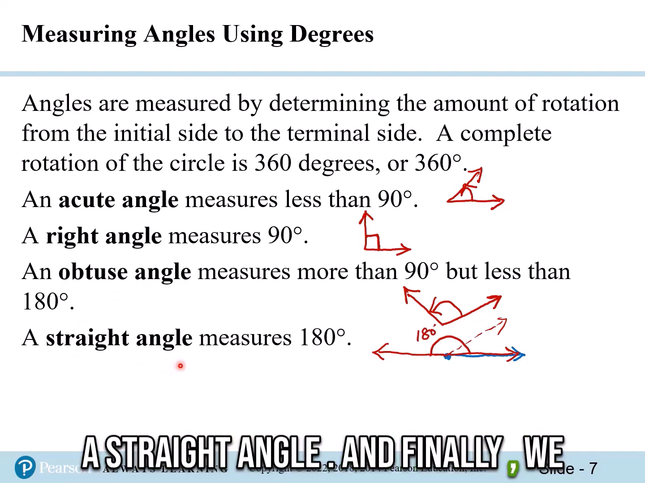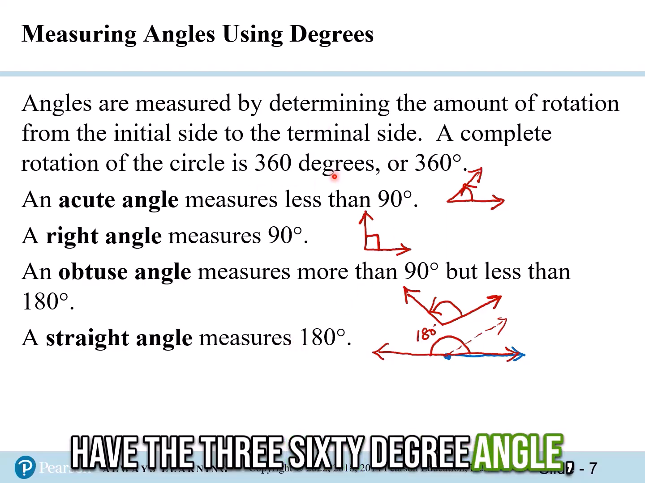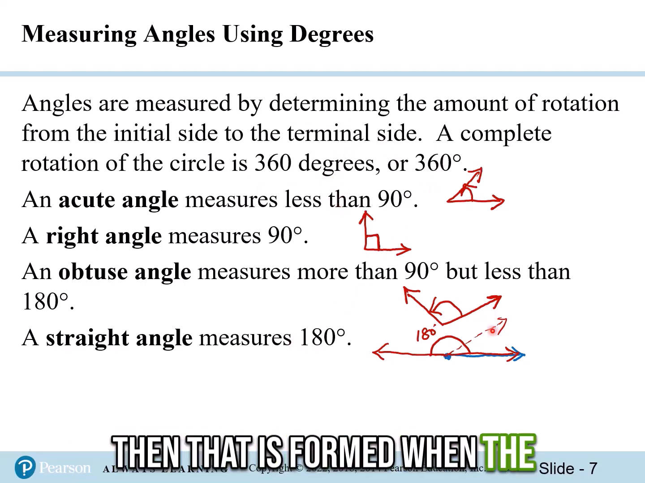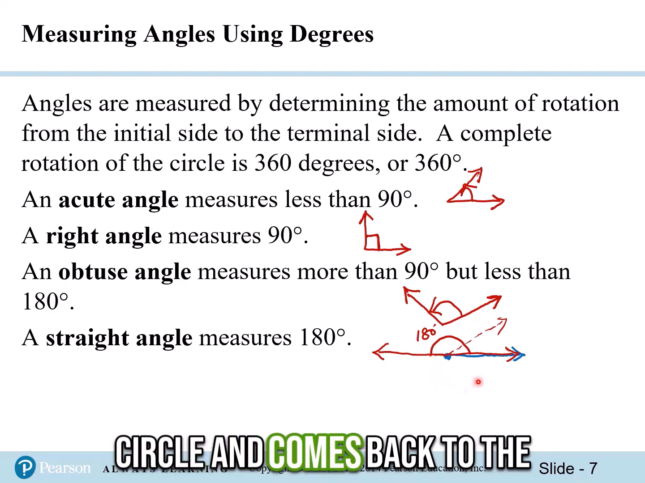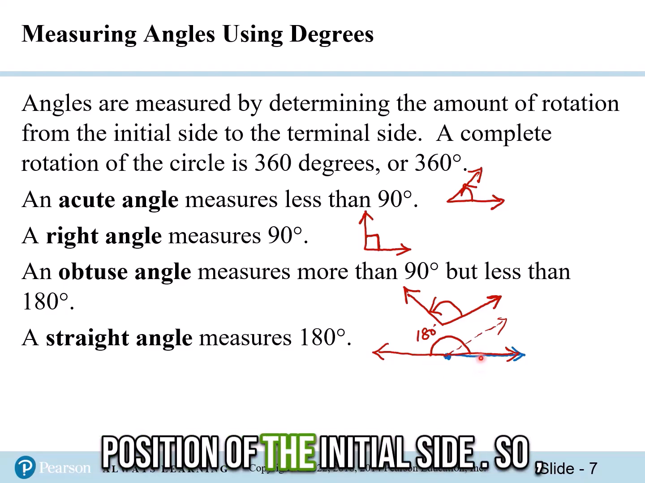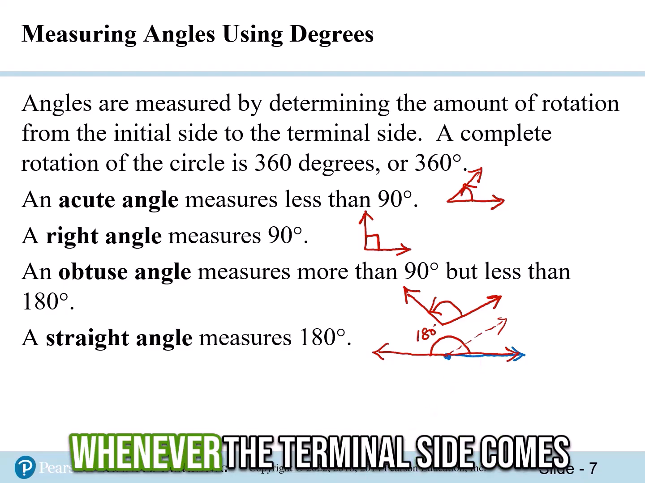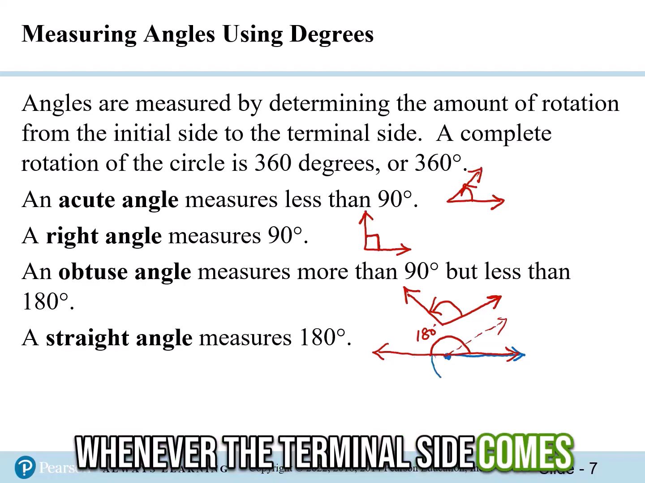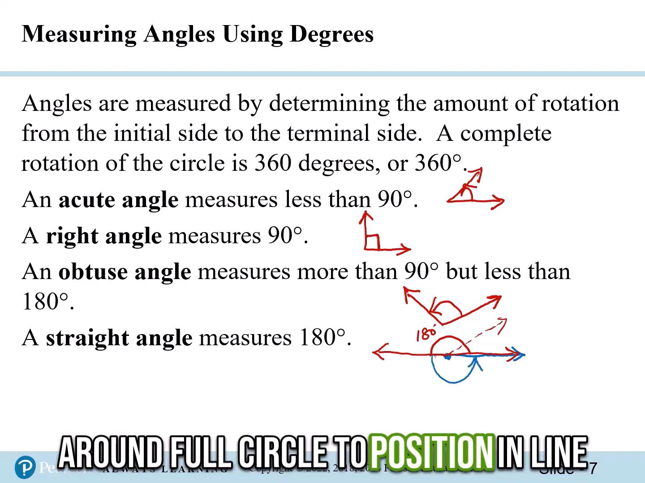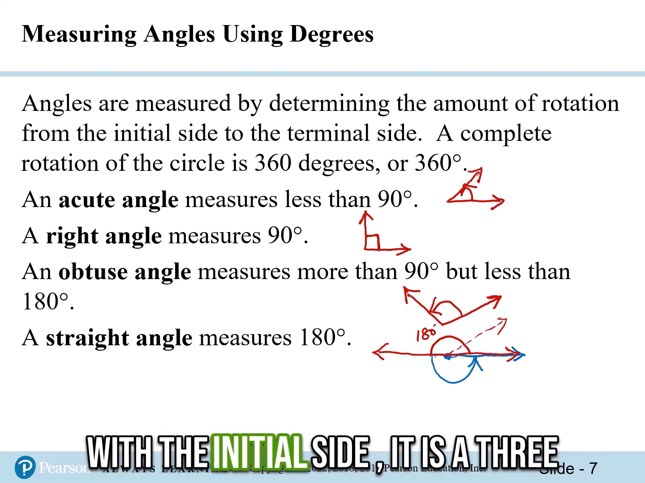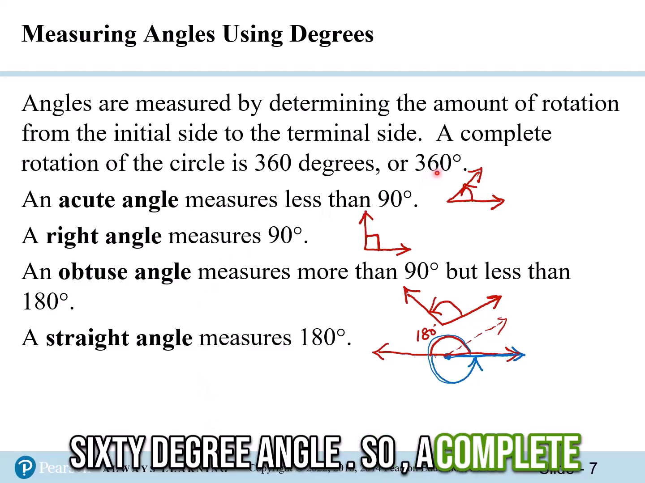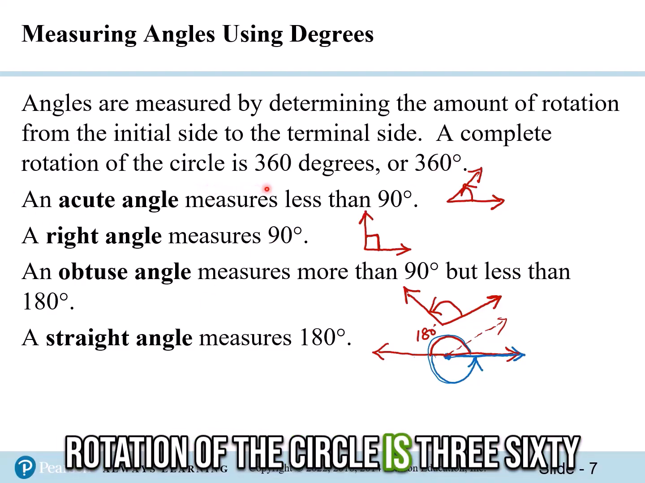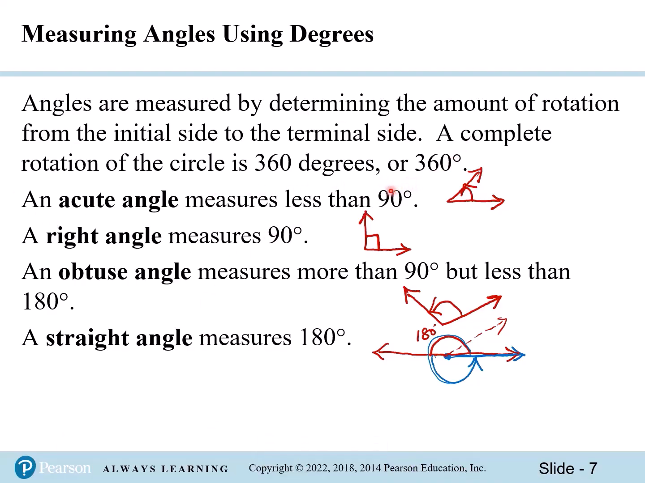And finally, we have the 360-degree angle, and that is formed when the terminal side completes a full circle and comes back to the position of the initial side. So whenever the terminal side comes around full circle to position in line with the initial side, it is a 360-degree angle. So a complete rotation of the circle is 360 degrees.